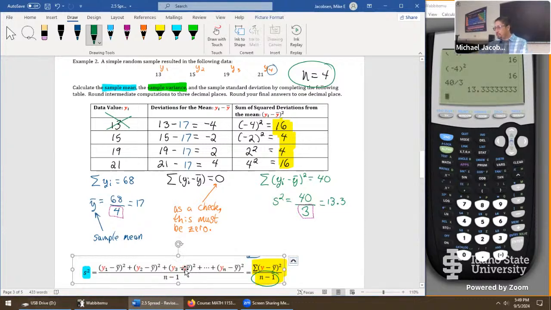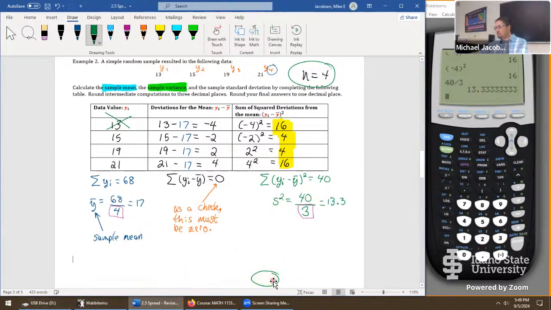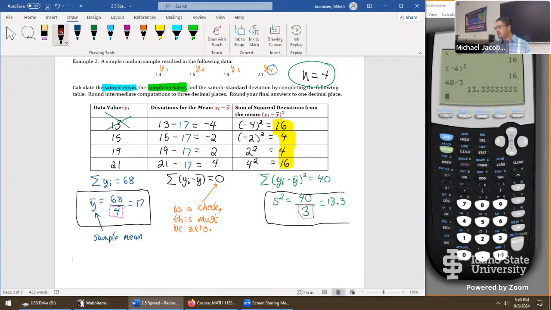Let me get rid of this part right here, just so it's not getting too busy. So we have one answer: y bar is equal to 17. I'm going to box these out since there's kind of a cloud of work that we have on here. Here's the second answer: s squared, that's the variance, came out as 13.3. And the last one, let's get a new color going, is the sample standard deviation.